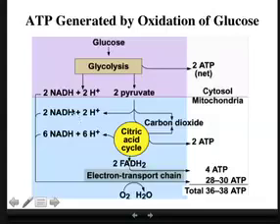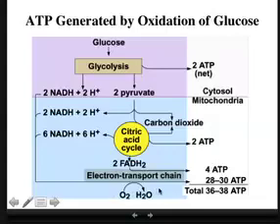Now what happens to the NADH and the FADH2? Well, they're oxidized in the electron transport chain. Two things happen. These electrons are passed to carriers that are embedded in the inner mitochondrial membrane. And as those electrons lose energy, that energy is captured and used to pump protons from the matrix of the mitochondria into the intermembrane space.